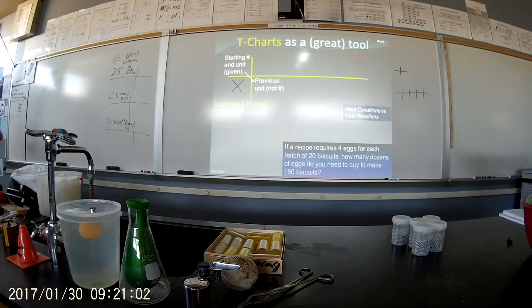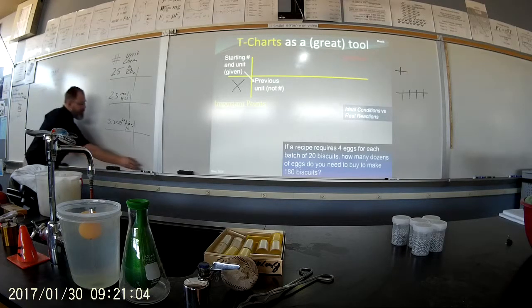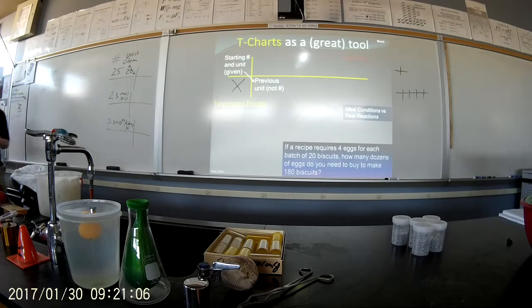Now, am I done? No. I need to cancel out my biscuits, because you know how we love canceling things out. When you have an X on top and an X down below, you cancel things out. Well, if you have a unit up top that matches the unit down below, they should cancel out. They should always cancel out like this. Upper left, lower right. So cancel out biscuits. Now my unit is eggs.